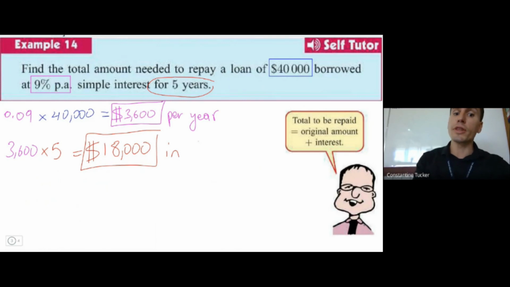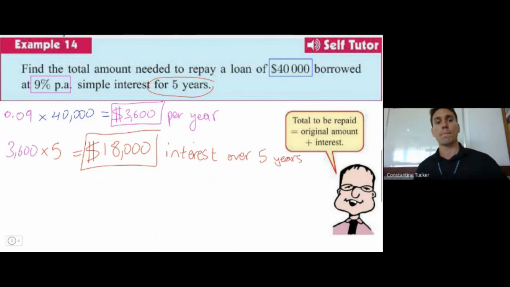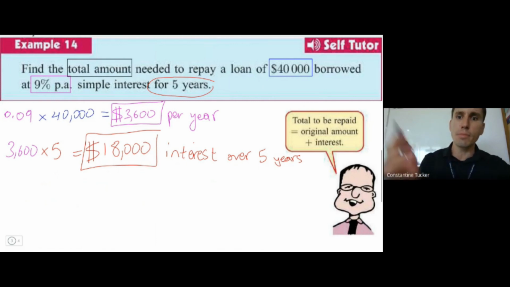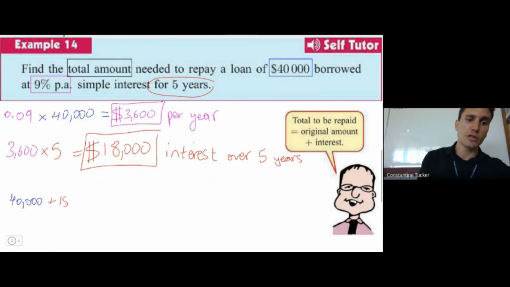Okay. Are we done with the answer? So this is $18,000 interest over 5 years. But what was the question? The question was the total amount. Exactly. So when they say the total amount, what do they mean? They mean obviously we'll have to pay back the 40,000 plus 18,000 interest. So now 40,000 plus 18,000. What does that give us in total? It is indeed $58,000.